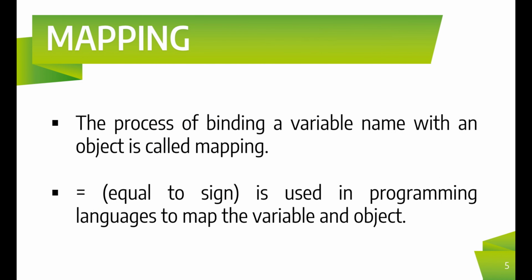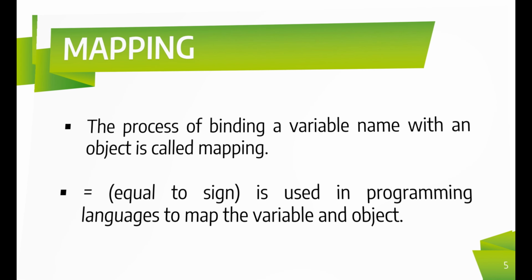Next, mapping. What is called mapping? Actually, this is a very important 2 mark and 1 mark question. Okay, you are lucky; luckily, sometimes they ask 3 marks also. The process of binding a variable name with an object is called mapping. Here, the equal to sign is used in programming languages to map the variable and object. I think it should be clear.